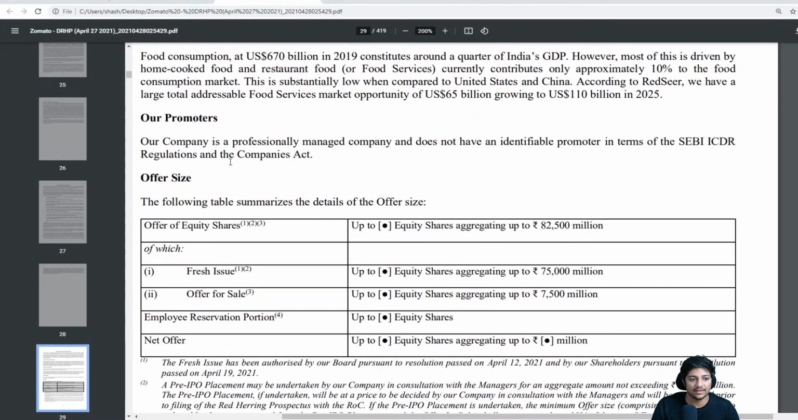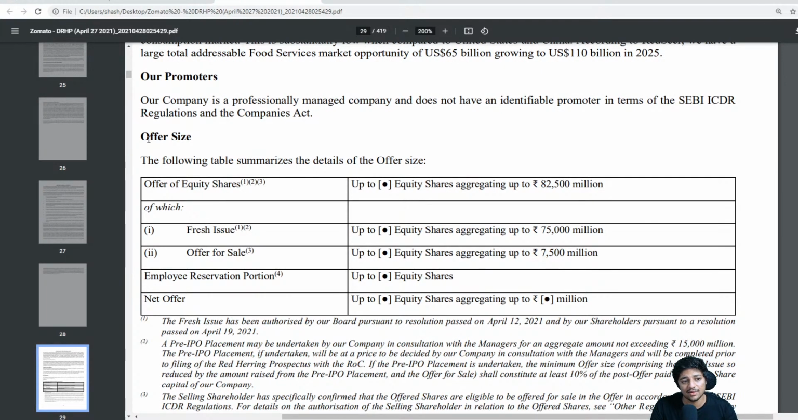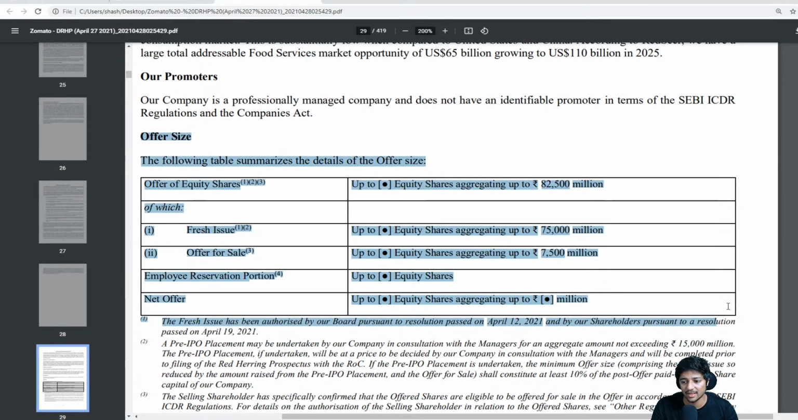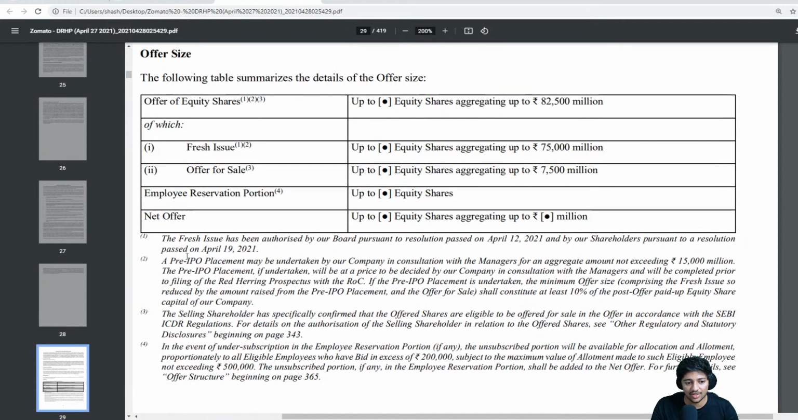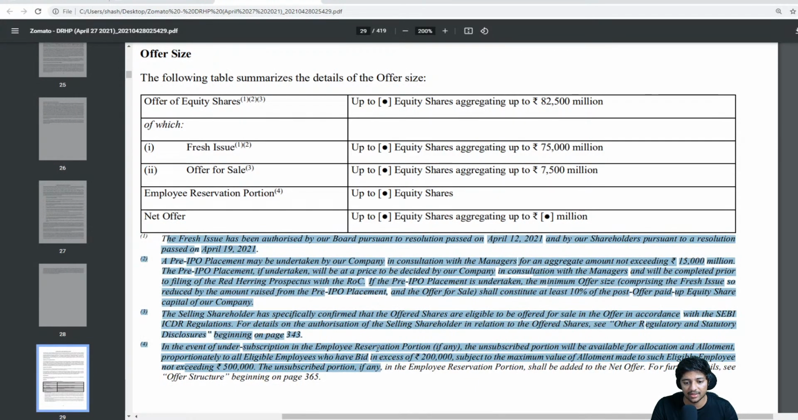Now look at this. This is the main thing. Who are the promoters? Okay, the company is a professionally managed company and does not have any identifiable promoter in terms of SEBI ICDR, means because the promoter holding is so less that there's no one single big promoter. So that is what that means. But look at this. Offer size is the most important. This section is very important. And not only this section, even the stuff below it in small fine print is also important for you to read.